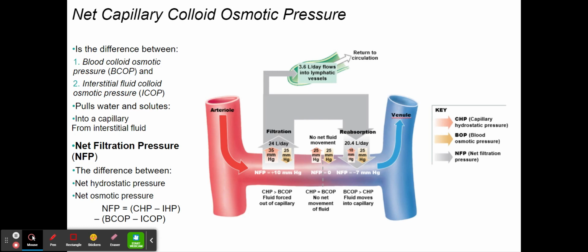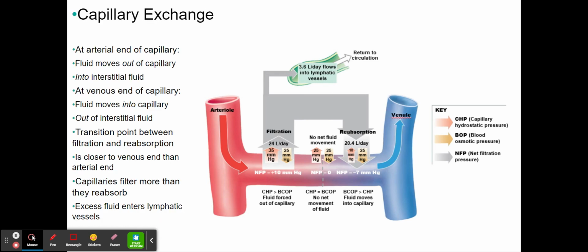Because this value is positive, it indicates that fluid will tend to move out of the capillary and into the interstitial fluid. At the venous end of the capillary, the net filtration pressure will be 18 minus 0 minus 25 minus 0, which would be equal to 18 minus 25, or negative 7. The minus sign indicates that the fluid tends to move into the capillary. That is, reabsorption is occurring. The transition between filtration and reabsorption occurs where the CHP is about 25, because at that point the hydrostatic and osmotic forces are equal. That is, the NFP is equal to 0.